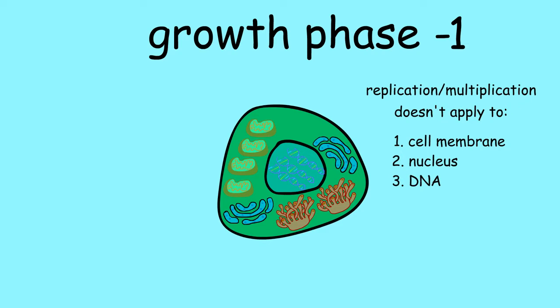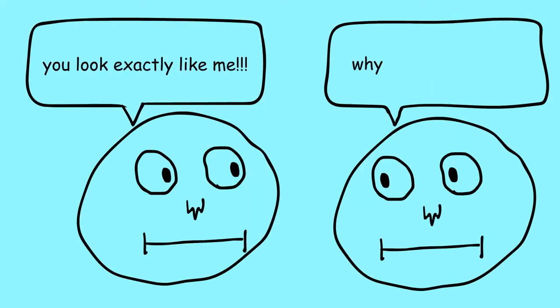This stage is crucial because the end goal of cell division is to create 2 identical daughter cells. So we would want to multiply the cell organelles that are in the parent cell so that we can give half to each cell at the end.